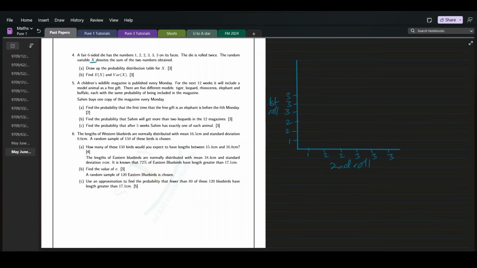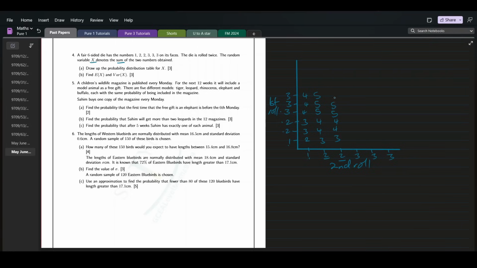Okay, we are told that X denotes the sum of the two numbers obtained. So that means to get the variable X, we're going to simply add. So for example here, this would be 1 plus 1, that's 2, and then 1 plus 2, that's 3, 3 again, 1 plus 3, that's 4, 4, 4. Then let's move on to 2 plus 1, that's 3, and then 2 plus 2, that's 4, 4, and then 2 plus 3, that's 5, 5, 5.